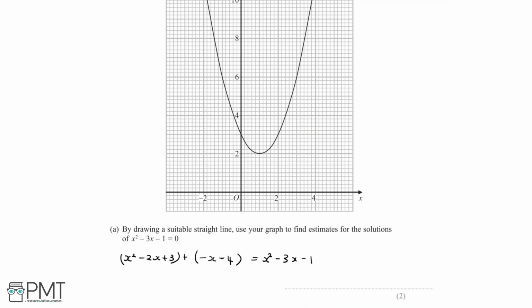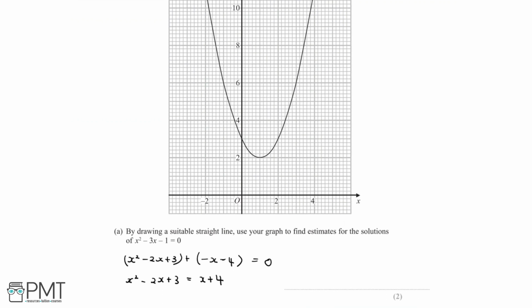Now since we know that x squared minus 3x minus 1 is equal to 0, we can write this as x squared minus 2x plus 3 plus brackets minus x minus 4 is equal to 0. We found the difference of minus x minus 4, and now we need to move this to the other side. So we have x squared minus 2x plus 3 is equal to x plus 4.